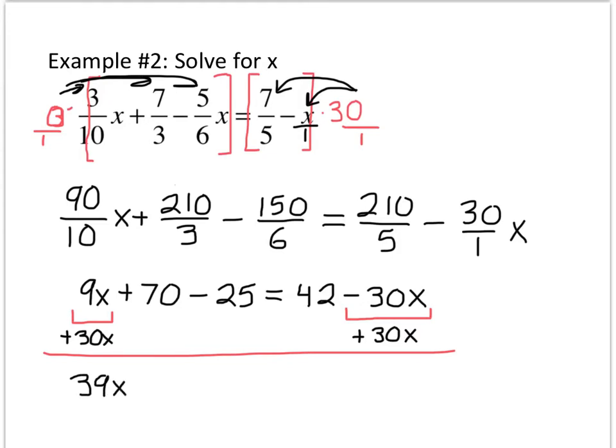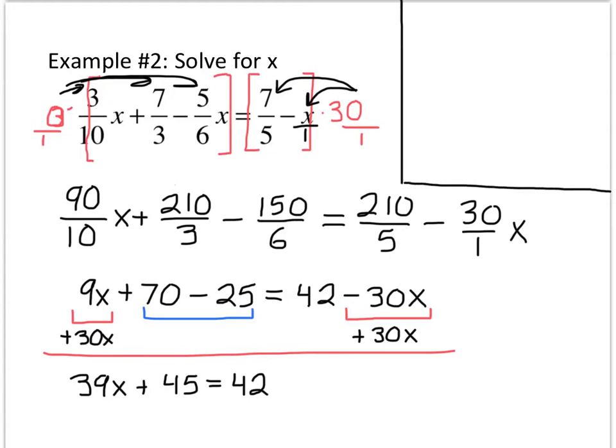At this point, if I want, I can even combine these like terms, 70 and negative 25. That'll give me 45. And I find that this is equal to 42. Good. So at this point, we're almost done. I'll block out a little spot up here in the upper right-hand corner to finish this problem off. I notice that I have left over 39x plus 45 equals 42.